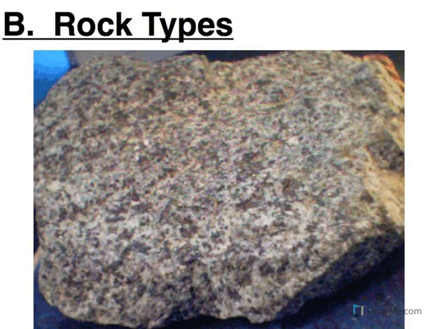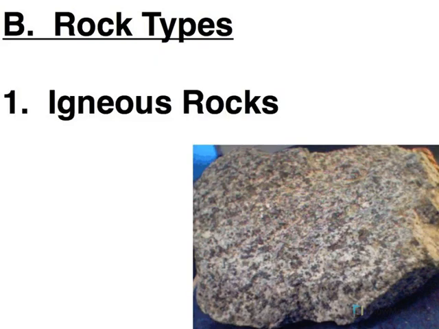Types of rocks. Igneous. Now that we know what a rock is, that it's this solid aggregate of one or more minerals, we have three main types of rocks that are based upon how they form. And the first type that we're going to talk about are igneous rocks.